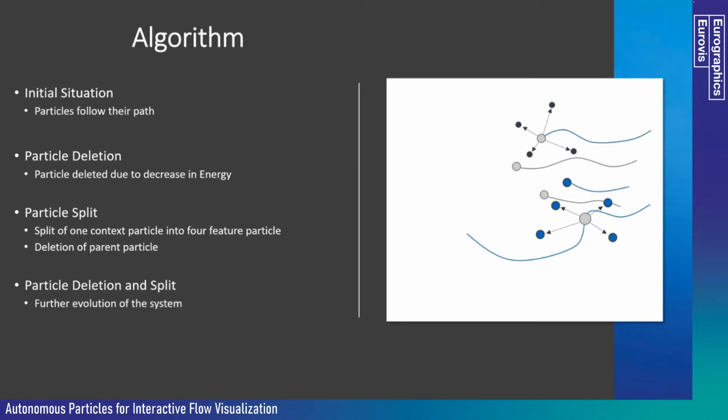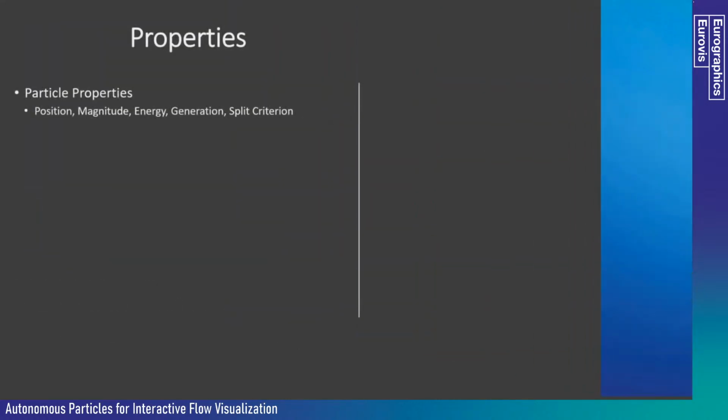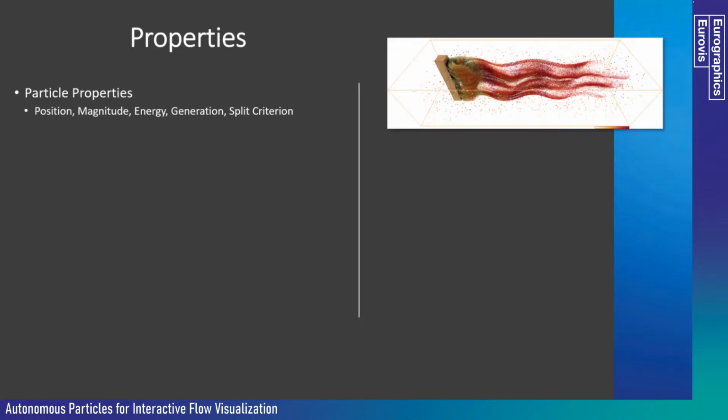The particle's behavior is controlled by a small set of particle and system properties. In the group of particle properties, position, energy, and current generation are most important. The system controls the current and total budget. Note that the total budget is only limited by the available GPU memory and the system's performance. In addition, the system has configurable properties related to split and death events.